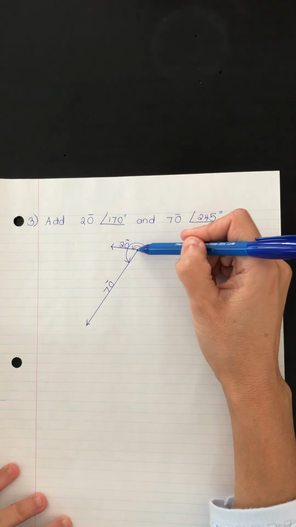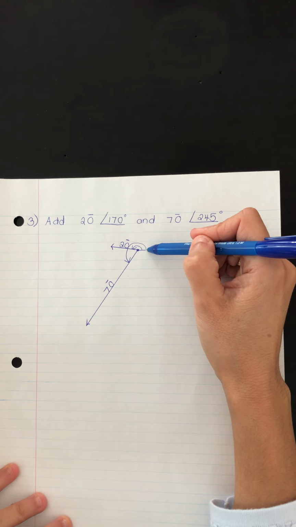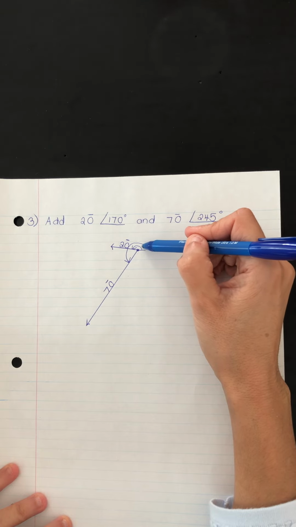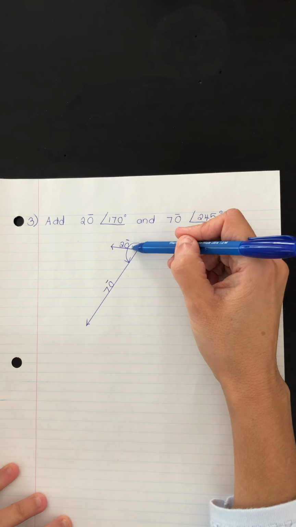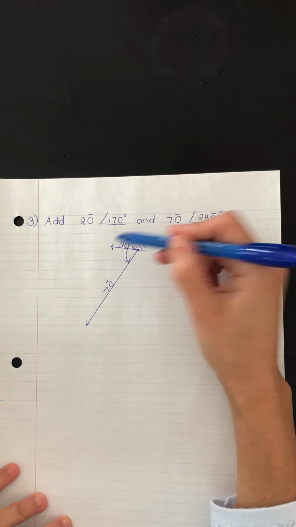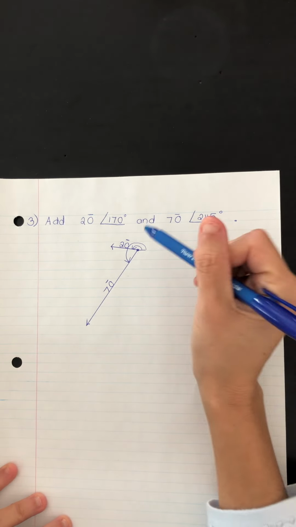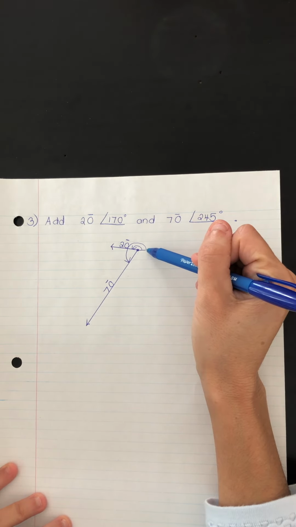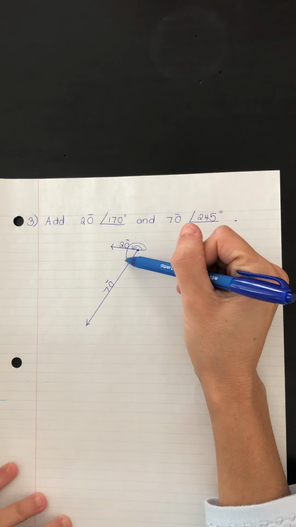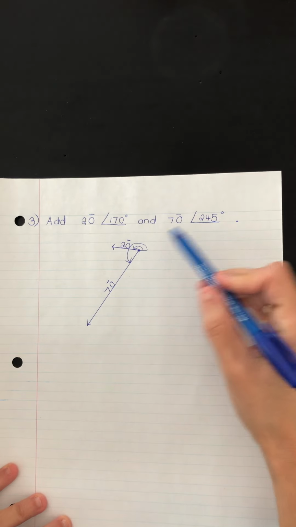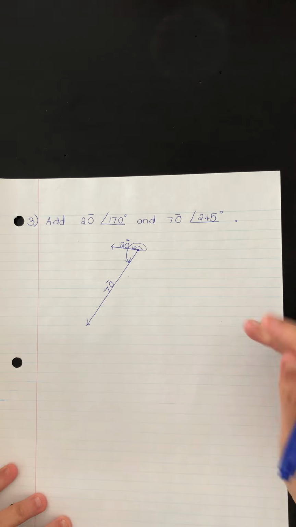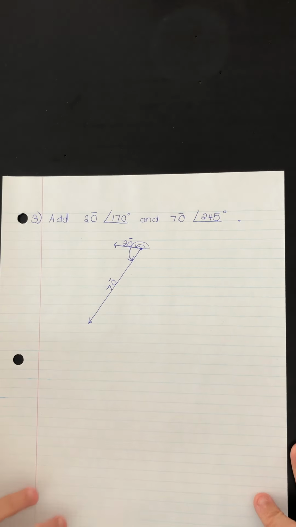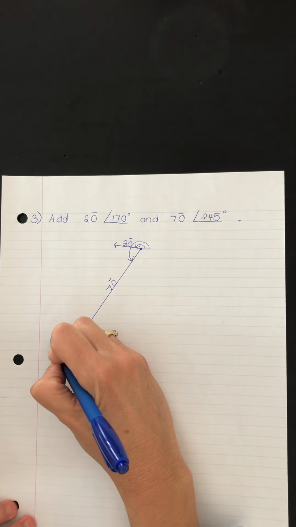So positive x direction. I turned around this way 170 degrees. So almost forming a straight line. And I drew the line 20 units long. And then 245 degrees from the positive x direction is here. And I drew the line 70 in length. So here we go. Same deal.